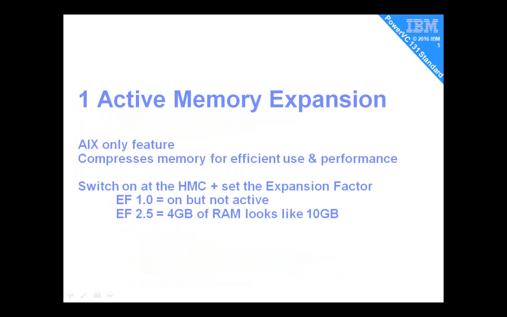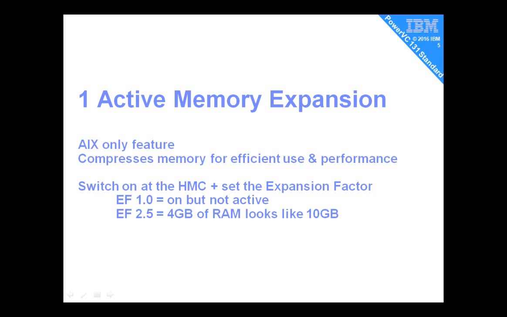We have the Active Memory Expansion, AIX only feature. This compresses memory for efficient use, and it gives you actually quite a big performance boost in a lot of cases. Now you switch this on at the HMC, and then you set this thing called the expansion factor. If the expansion factor is just 1, then AME is on but not actually active, and you can dynamically change that later on. If you give it an expansion factor of 2.5, then 4 gigabytes of memory is 2.5 times that, so that's 10 gigabytes of memory is what it actually looks like when you're operating the machine.